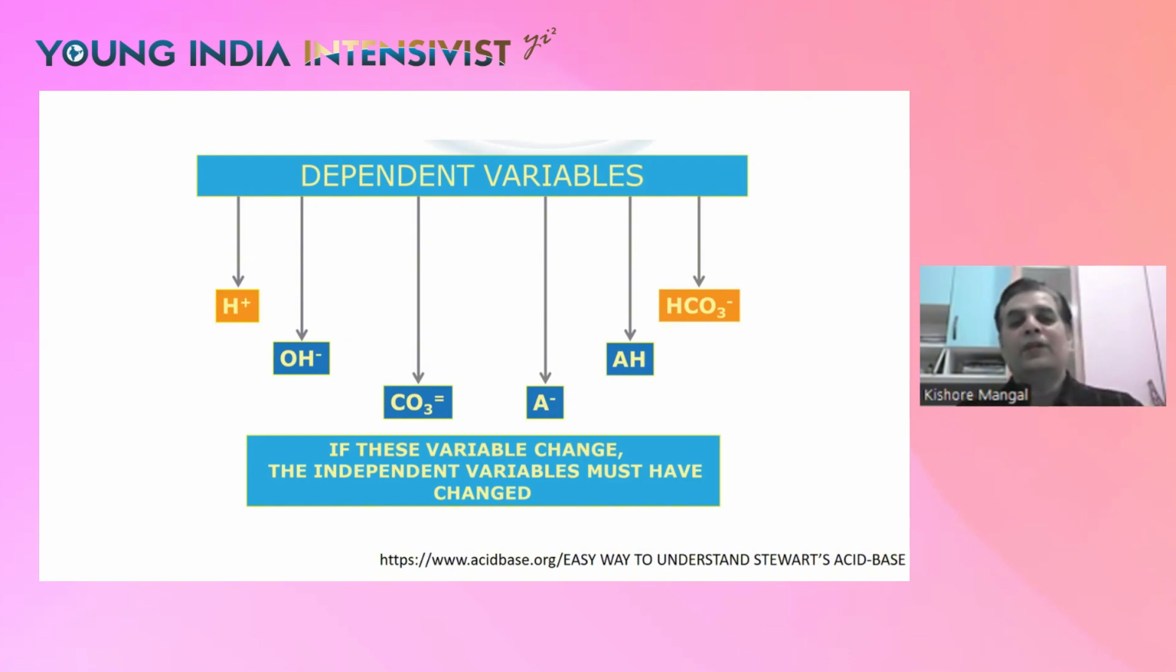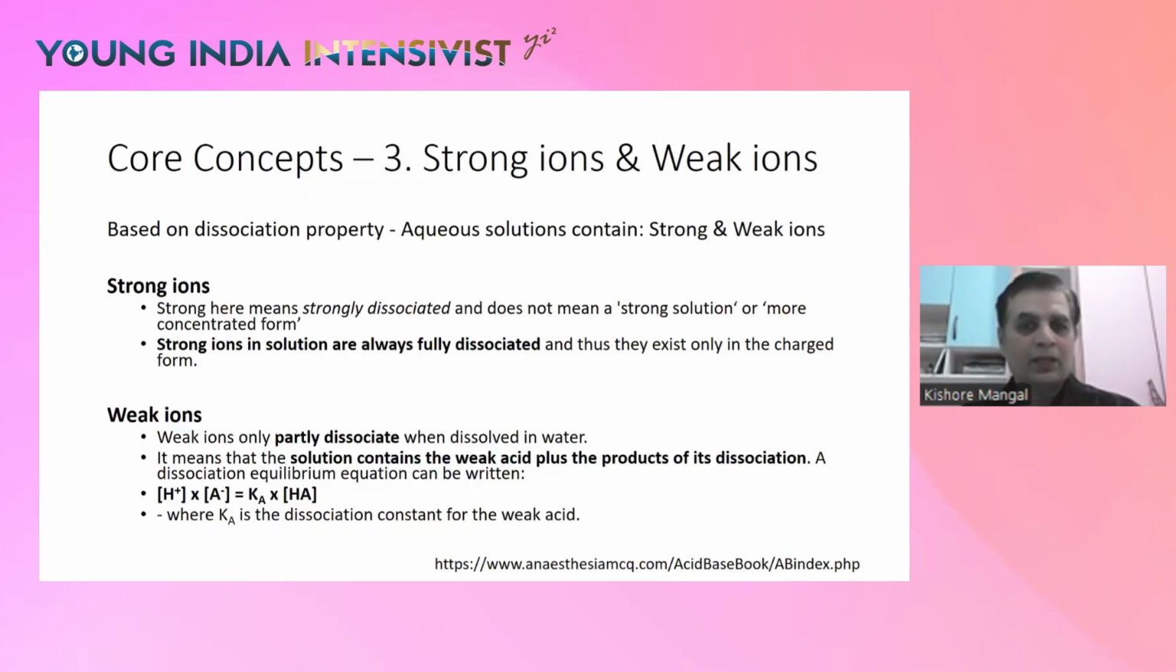Okay, so if there has been a change in the H plus ion or in the OH ions or the HCO3 level, definitely some independent variables must have changed. That has led to the change in the H plus ion and the HCO3 ion. So these are effects of the independent variables. So in further analysis, we will look less at these things and focus more on the independent variables. Now, further going into the detail, the third concept is the concept of strong ions and weak ions.